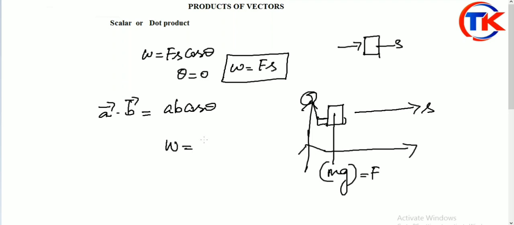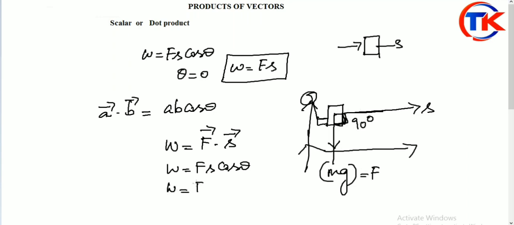That is very, very important. Again we are going to express it as a scalar product, right? W is equal to Fs cos theta. So mg acts downwards, that is F, the weight, and the displacement is in this direction, from left to right. What is the angle here? 90. So the work done by the man is equal to Fs cos 90. W is equal to 0.